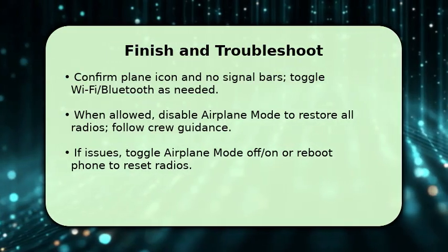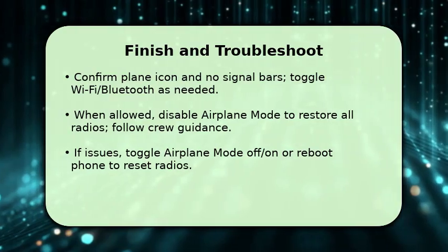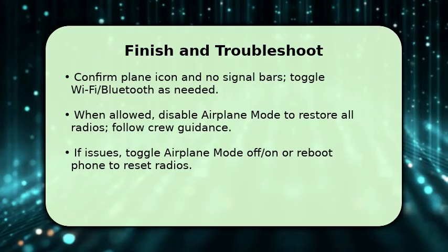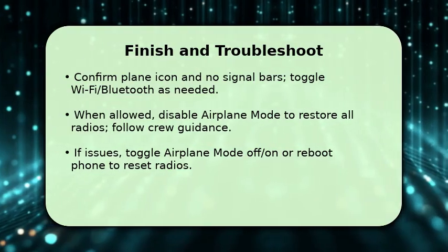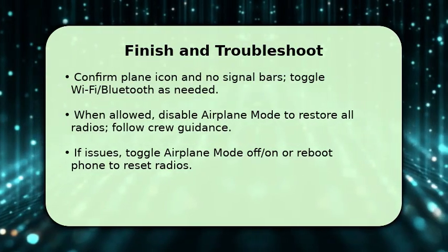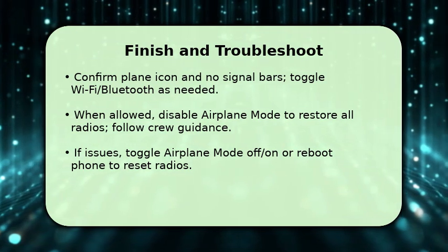If something goes wrong, like Wi-Fi won't connect or you still see signal, toggle Airplane Mode off then on again or reboot the phone. That reset clears stuck radio states and usually fixes the issue.